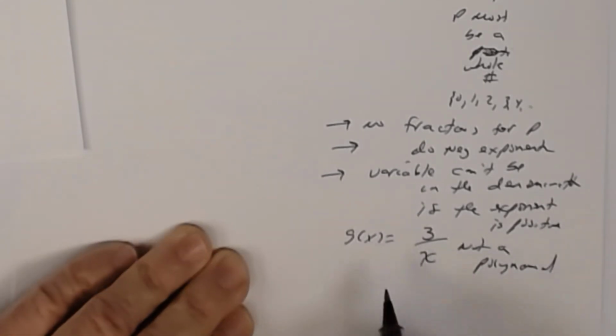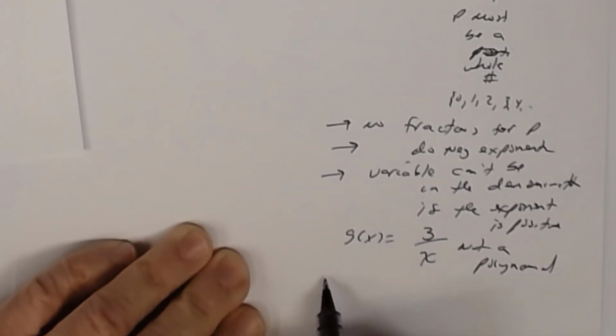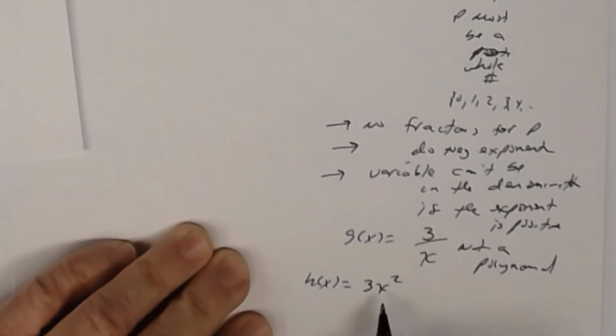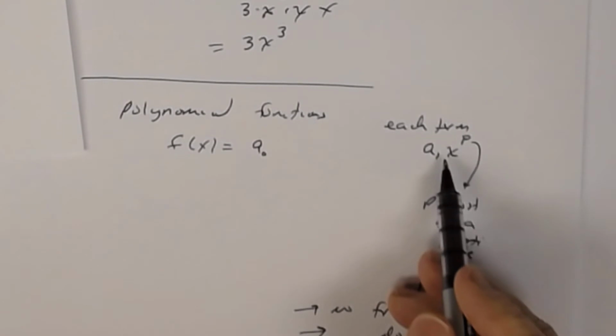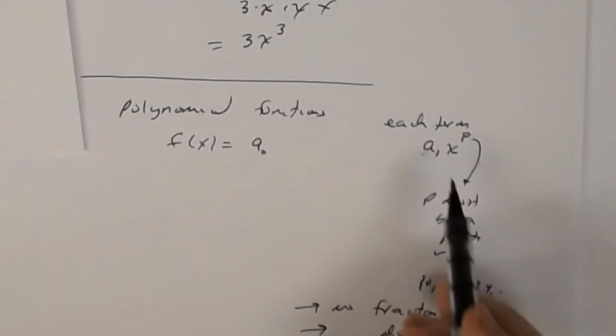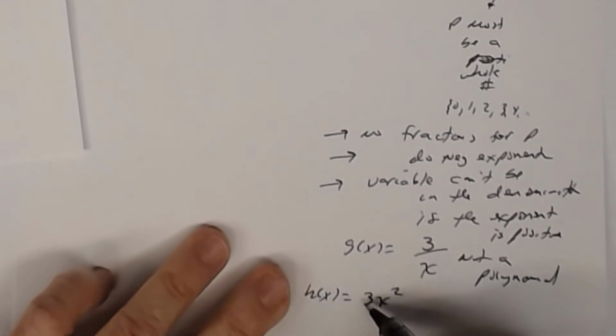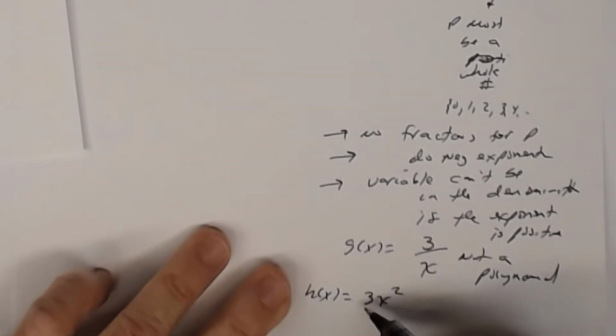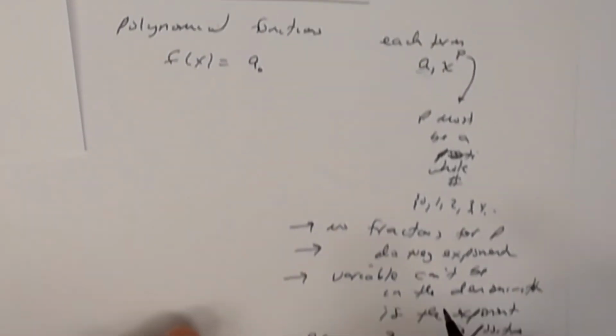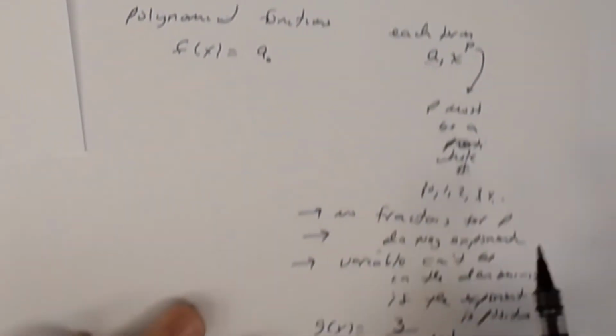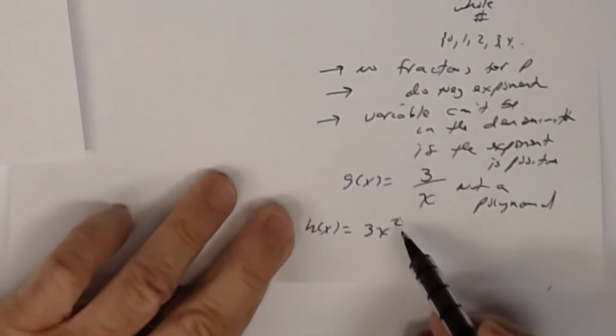Now I want you to notice that h of x, which equals 3x squared, is a polynomial function. It satisfies what we just said. Each term has a coefficient. It does not matter what that coefficient is. It could be decimals, fractions, whatever you want, a real number, rational or irrational, right? And your exponent is a positive whole number.